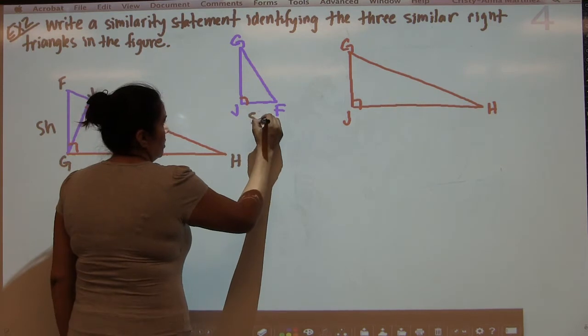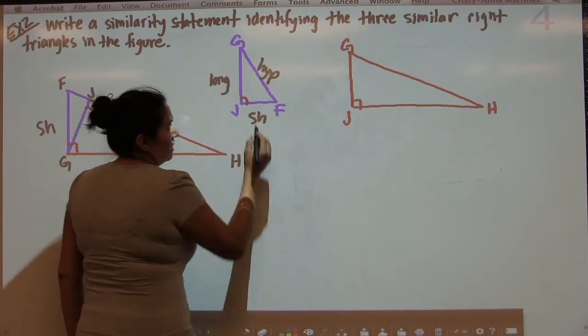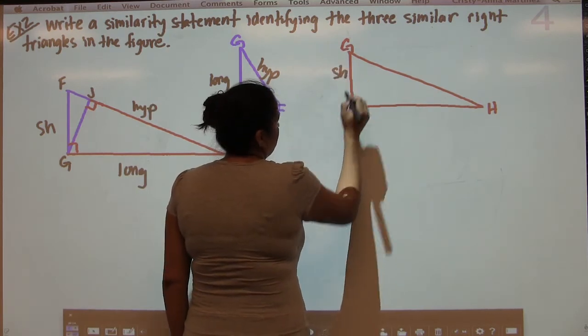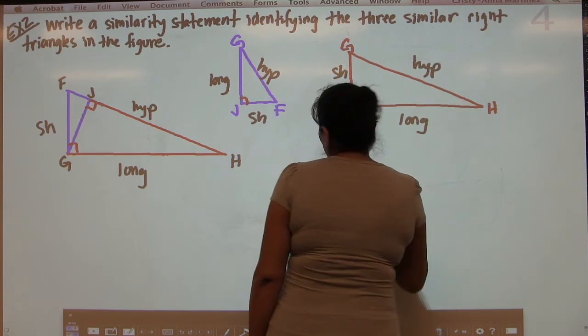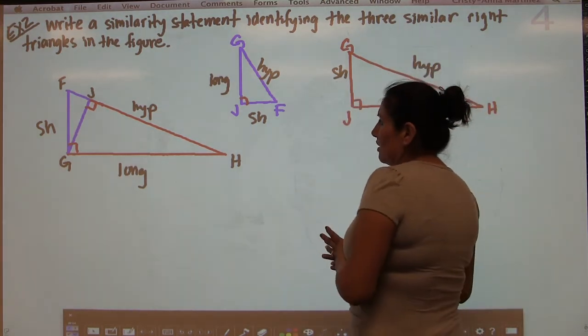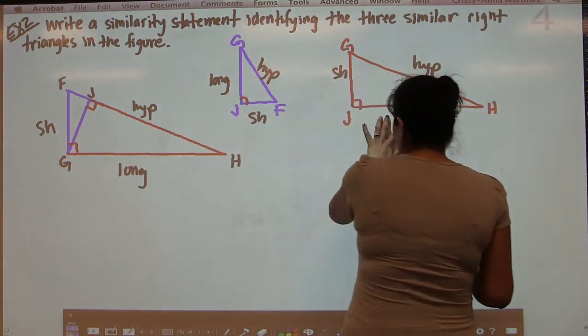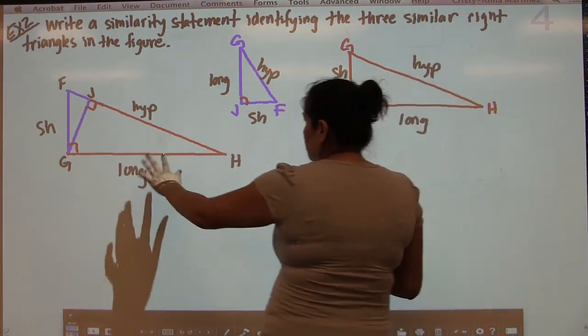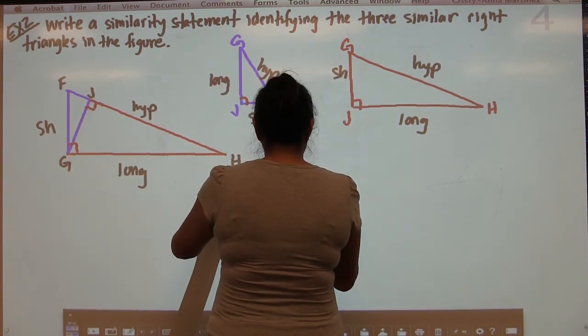This is my short, my long, and my hypotenuse. And why do I do that? Because I need to come up with 3 similarity statements. So the first one is going to be the original to the small, the original to the large, and then to each other. So the original triangle, I'm going to go FGH.